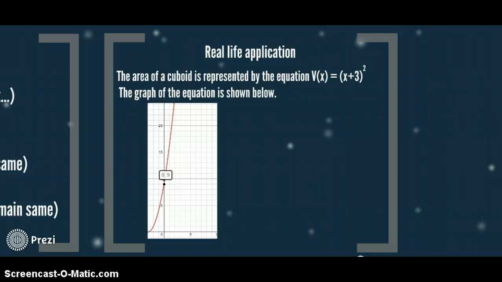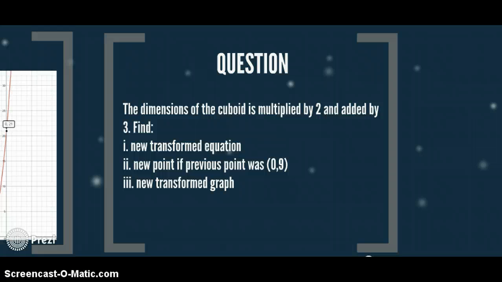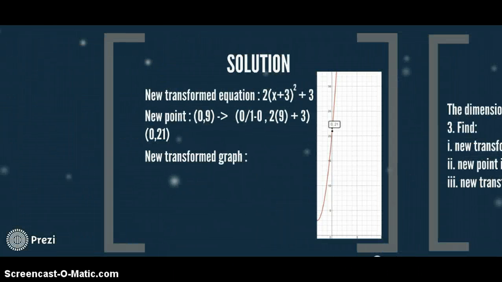Real life application. This is a question that's related to our real life. The area of a cuboid is represented by the equation. The graph of the equation is shown below. Question. The dimensions of the cuboid is multiplied by 2 and added by 3. Find 1. New transform equation. 2. New point if previous point was 0, 9. 3. New transform graph. Solution.